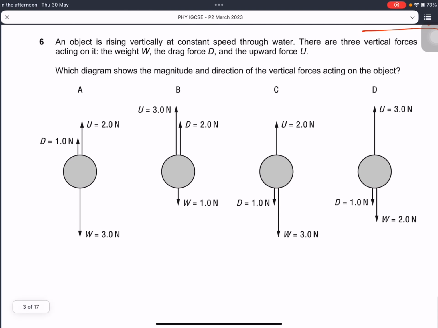So question number 6 here. An object is rising vertically at constant speed. So read the question carefully. The object is rising vertically up, so it will rise up, of course, at a constant speed through the water. There are 3 vertical forces acting on the object: weight, drag force, and upward force, probably upthrust. Which diagram shows the magnitude and the direction of the vertical forces acting on the object?